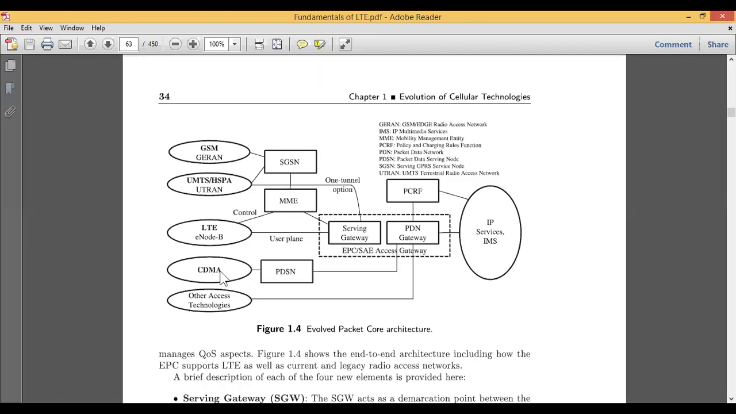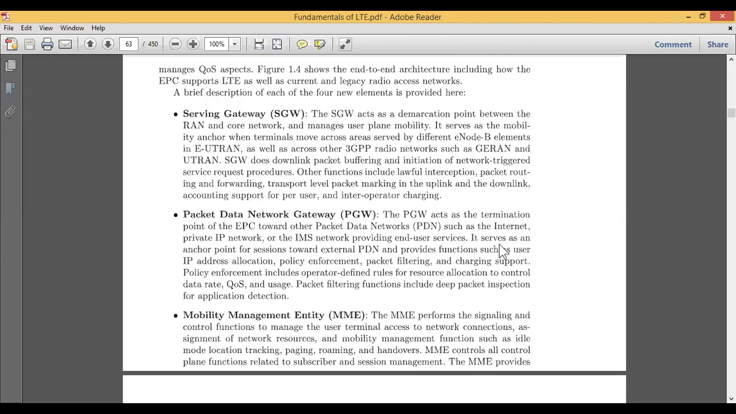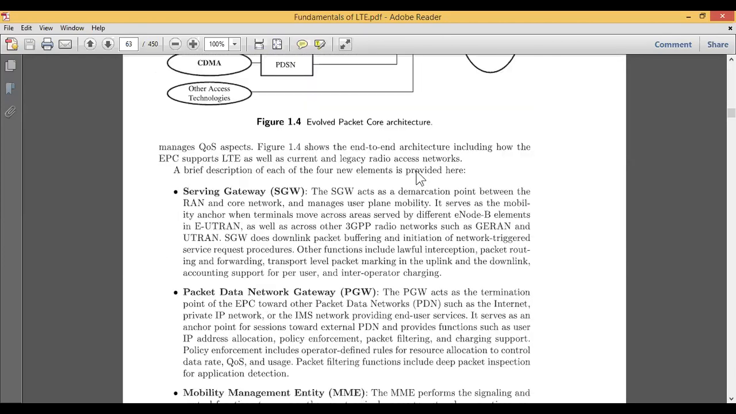And another type of service is CDMA, which is connected to PDSN, public data serving node. It is connected to the PDN gateway, and if you have any other technologies, they still have to go through the gateway only. So we can see a few things are connected to the serving gateway, and these two are connected to the PDN gateway. And we have one more, that is PCRF. PCRF is nothing but policy and charging rules function. They are being directed toward the IP services. So this is how the LTE architecture will go.